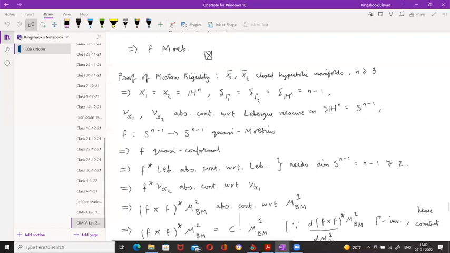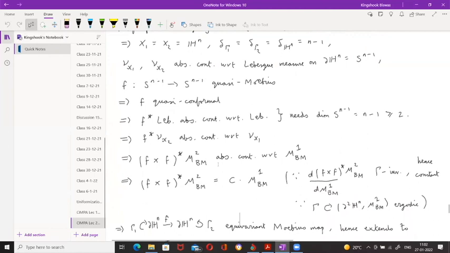And that means, from the definition of the Bowen-Margulis geodesic currents, the pullback by f cross f of Bowen-Margulis measure on the right-hand side will be absolutely continuous with respect to the Bowen-Margulis geodesic current on the left-hand side. And this means actually that the pullback of mu bm2 has to be a constant multiple of mu bm1. If they are absolutely continuous with respect to each other, then they have to be constant multiples of each other.